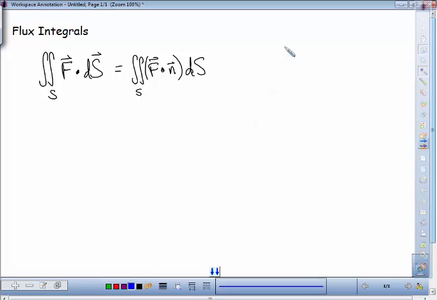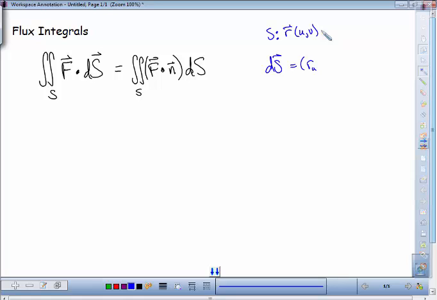Does that mean that dS has a normal vector? Yes, the normal vector is built into the dS. In fact, that's what I was going to write next. The dS is equal to the cross product r sub u cross r sub v. First we say that the surface is parameterized by r, a function of u and v.